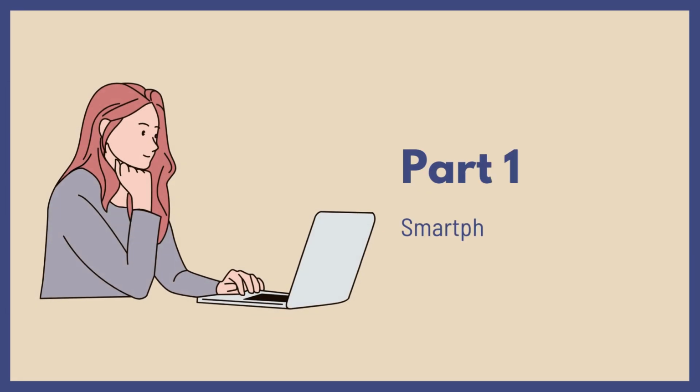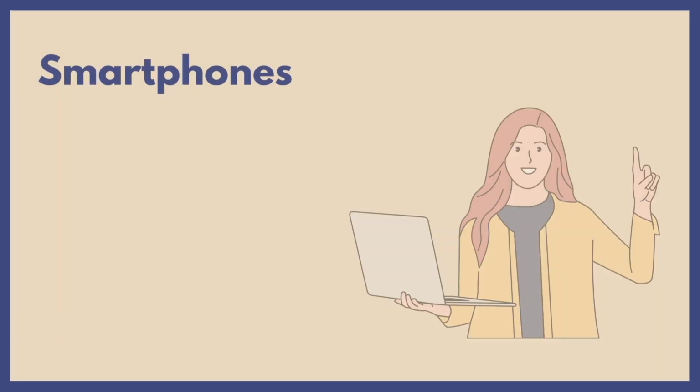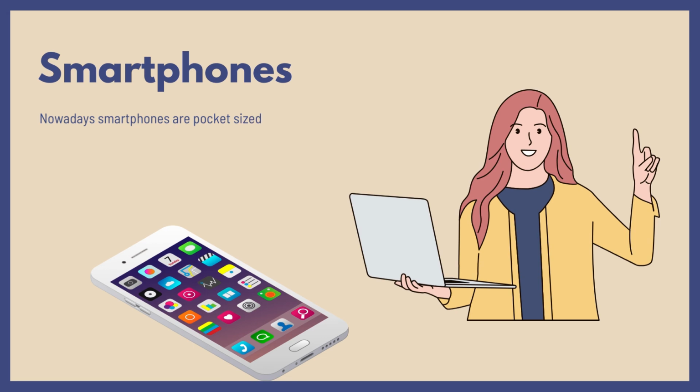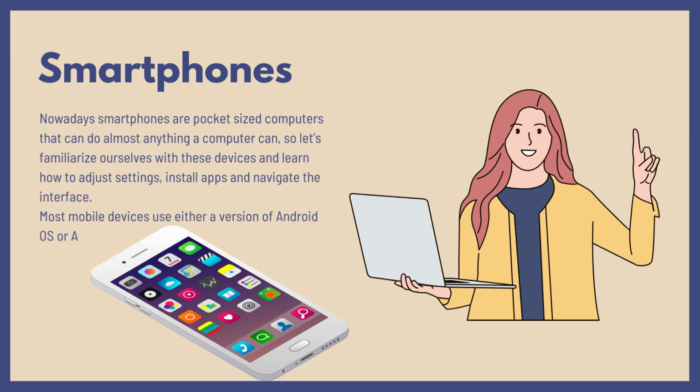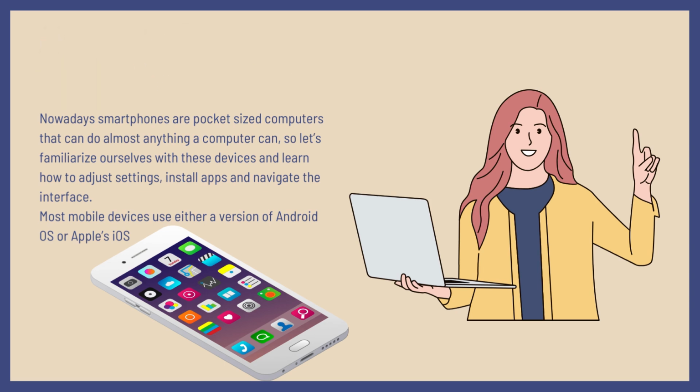Part 1. Smartphones. Nowadays, smartphones are pocket-sized computers that can do almost anything a computer can. So let's familiarize ourselves with these devices and learn how to adjust settings, install apps, and navigate the interface. Most mobile devices use either a version of Android OS or Apple's iOS.